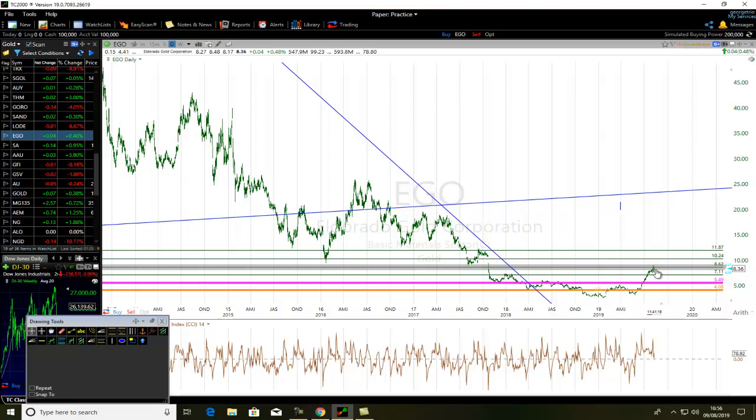All right, so this will conclude our discussion today about Eldorado Gold Stock. A proprietary gold stock trader uses a proprietary equilibrium price level.